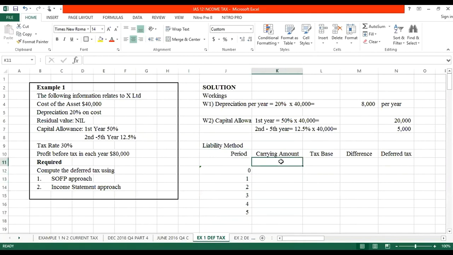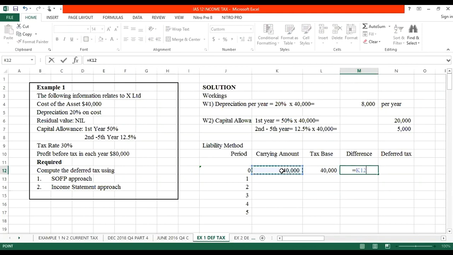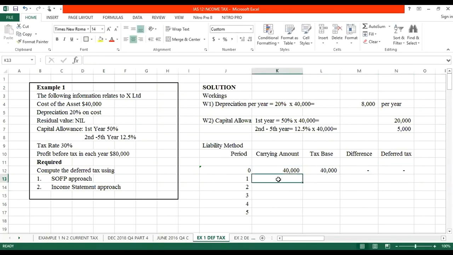So the carrying amount, what did we say carrying amount is? It is the cost of the asset. In year 0, you pick the asset at cost. That is 40,000. The tax base in year 0 is also 40,000 because you have not started depreciating and accounting for it. The difference is 40,000 minus that. The deferred tax is equal to 30%, the tax rate was 30%, times the difference. So what does it give you? 0.